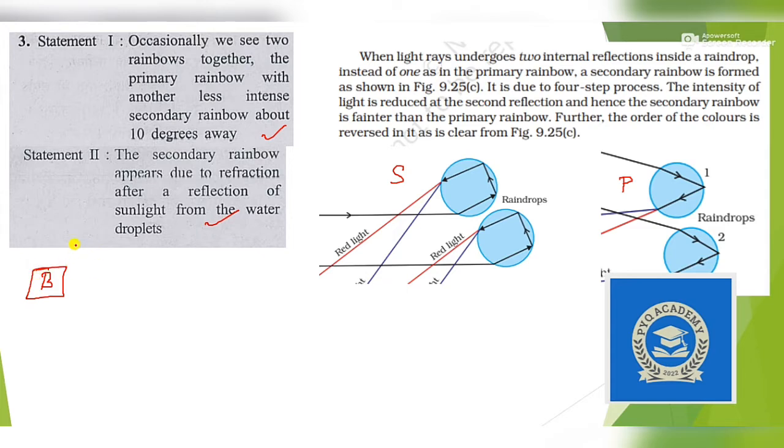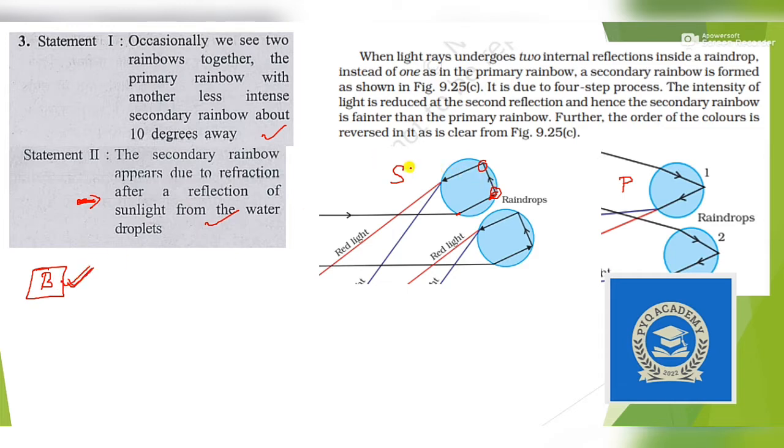According to which both the statements are true, but 2 is not the correct explanation. Okay, but still I have a little doubt in this statement that the secondary rainbow appears due to refraction after a reflection. That means refraction after a reflection, but I think it is not clearly mentioned. I think there should be two reflections. But still UPSC has given the answer option B, so we have to mark this answer.